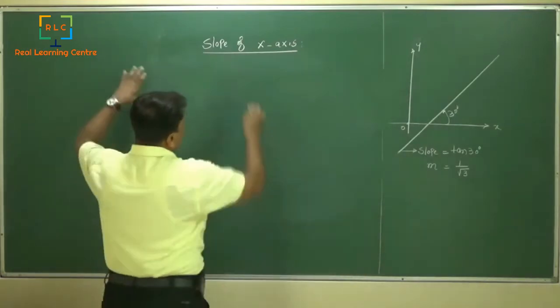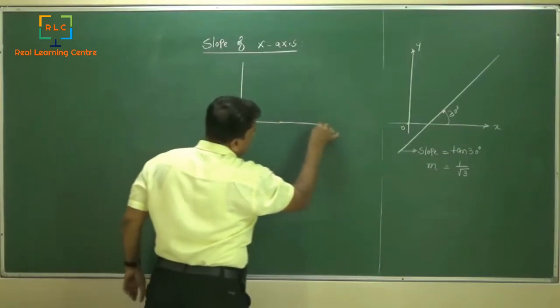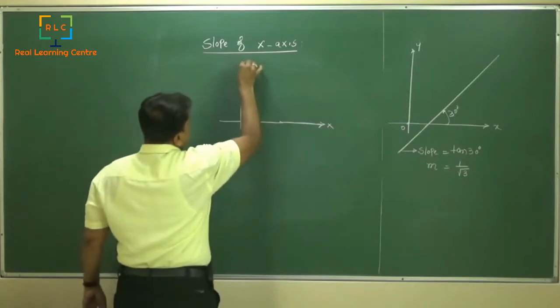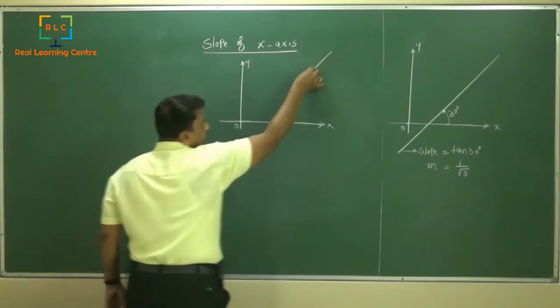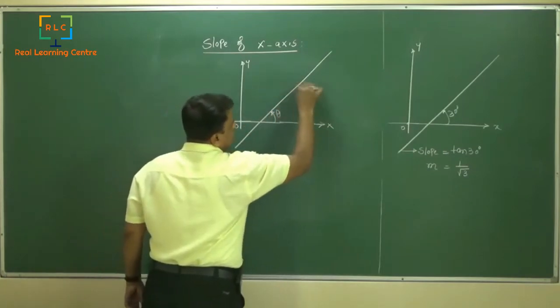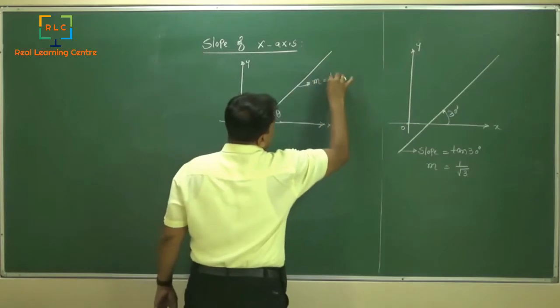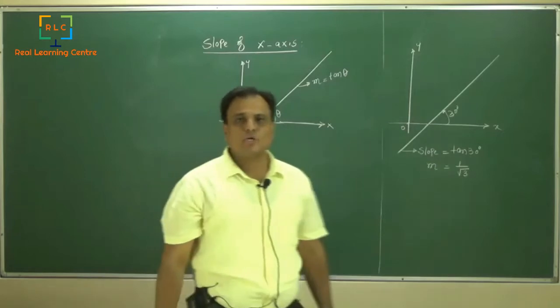Here, look at the simple fundamental: x-axis, y-axis and origin. Clearly, as we know, for a line whose inclination is theta, the slope is tan of theta. This is the basic definition. We are aware of this definition also.